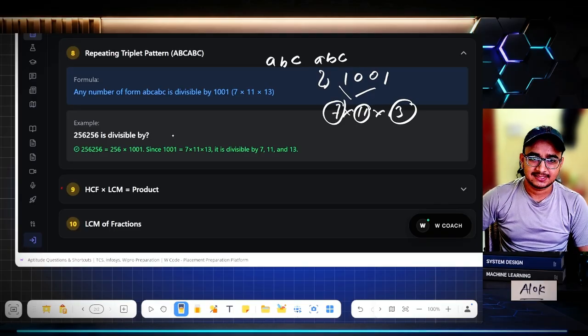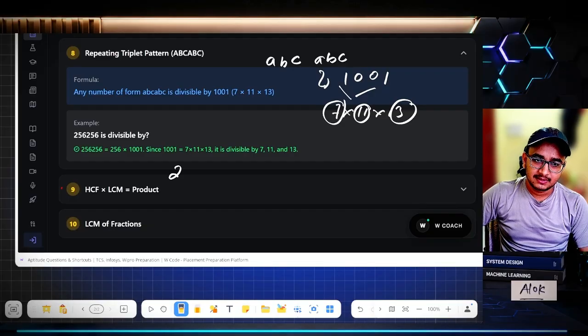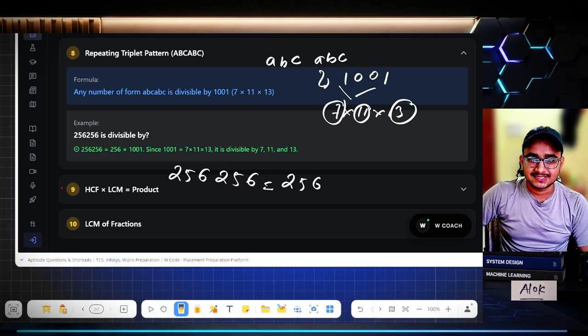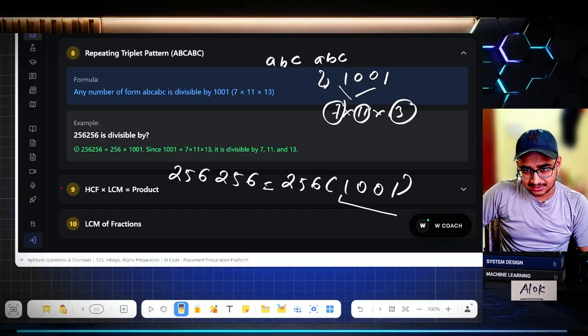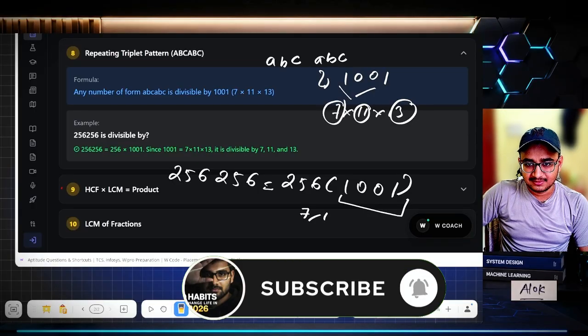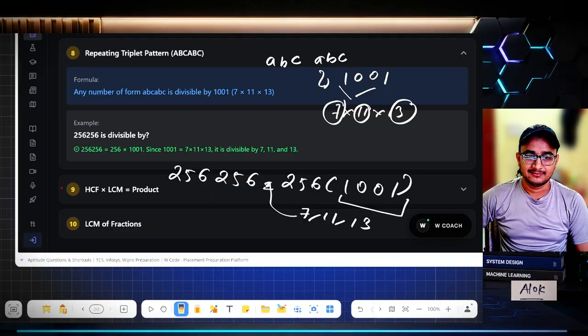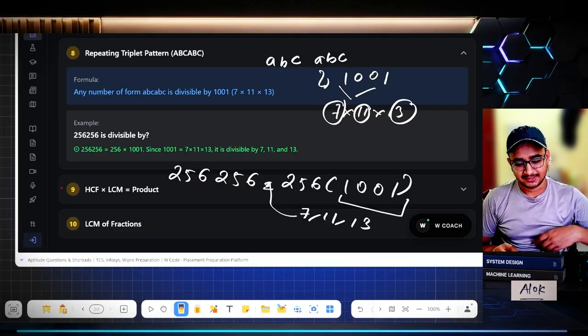Okay, guys, let's understand the proof with the help of one example. We have given the example 256256. You have to take 256 common from here. If you take 256 common from here, what you will get? 1001. And 1001 is divisible by 7, 11, and 13. So what you can conclude from here is that 256256 is also divisible by 7, 11, and 13. Okay, I hope you got an understanding.